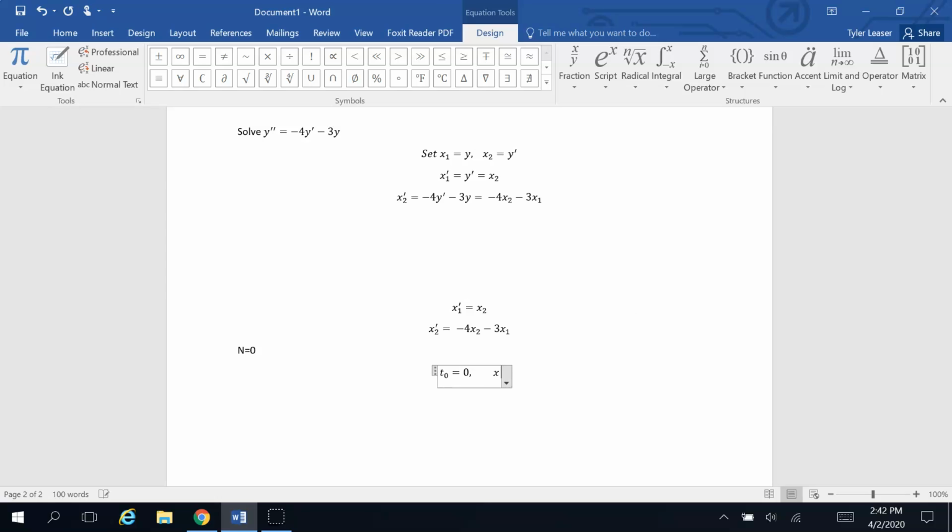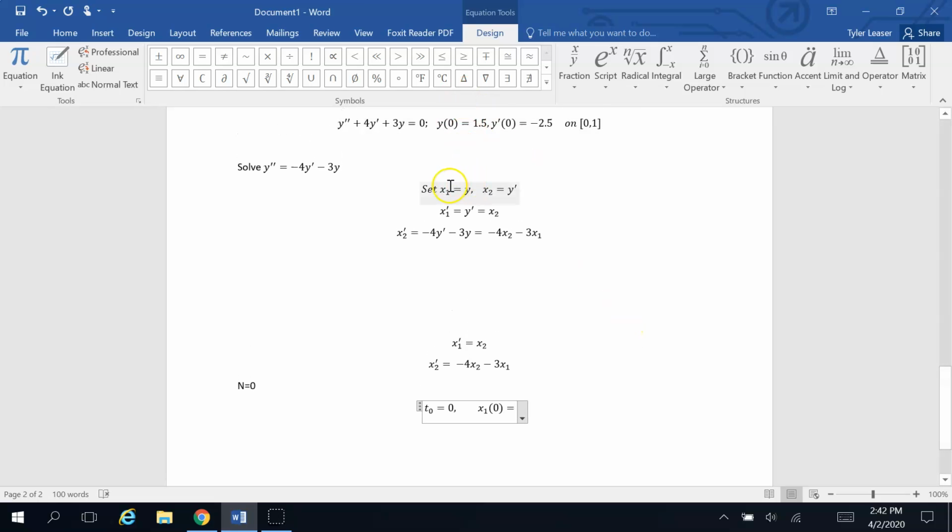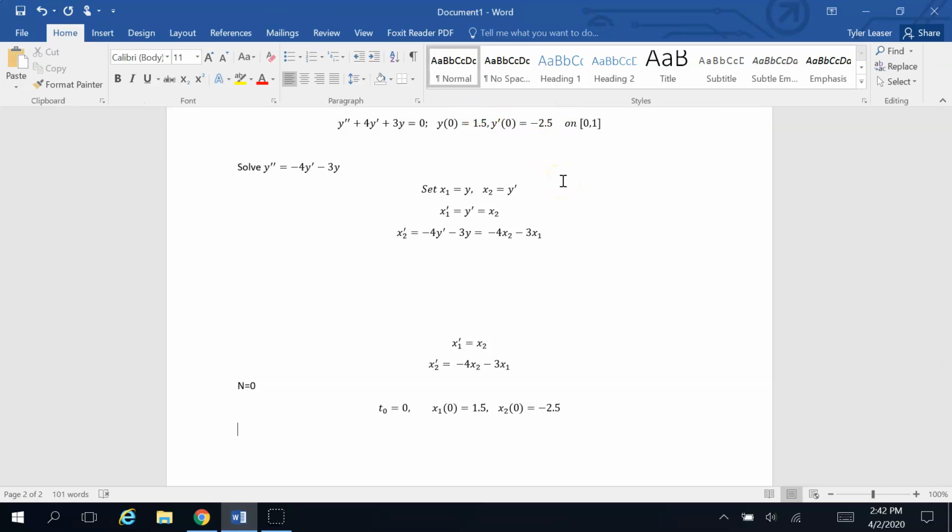We're going to have x sub 1 at 0. That, remember, we were given as the initial conditions. X sub 1, which is y at 0, is just 1.5. So that's my starting location. X sub 2 at 0, same thing, because x sub 2 is just y prime, and we were given y prime starting position at negative 2.5. All right, now we're going to go to the next step.